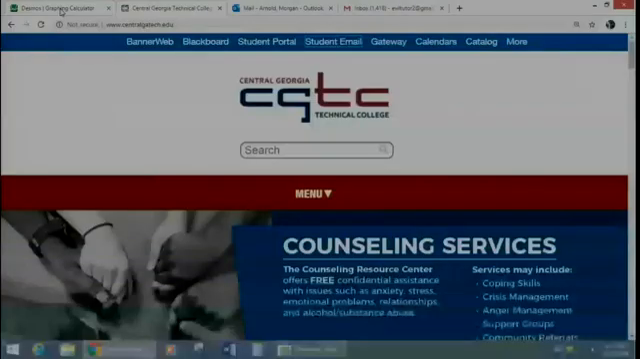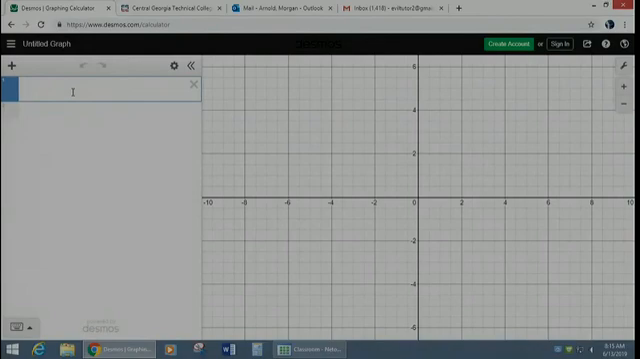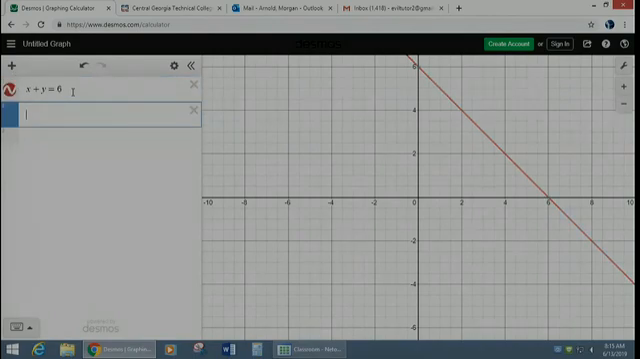The cool thing about Desmos is that you can type in the system just like it appears on the paper. You don't have to solve for y like you would with a graphing calculator. So let's enter our first equation, x plus y is equal to 6. And let's enter the second equation, negative 6x plus y equal to negative 15.